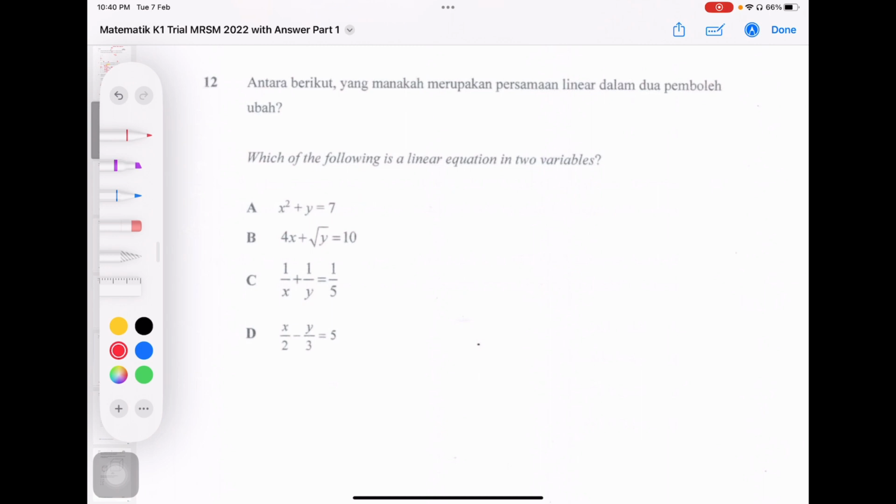Question 12. Which of the following is a linear equation in two variables? When it says linear, it means the highest power is 1. And when it says two variables, it means two different letters. And then for the power, all must be integer. It means whole numbers.